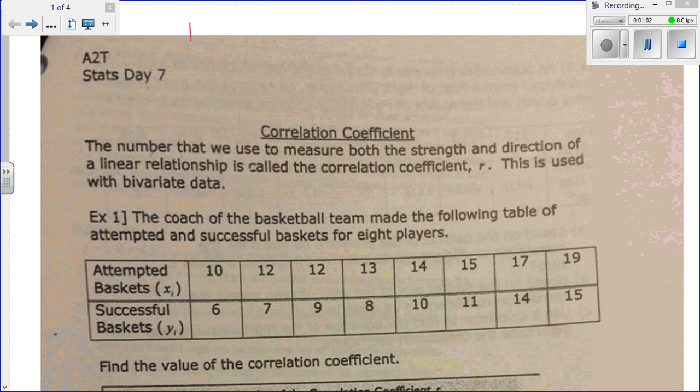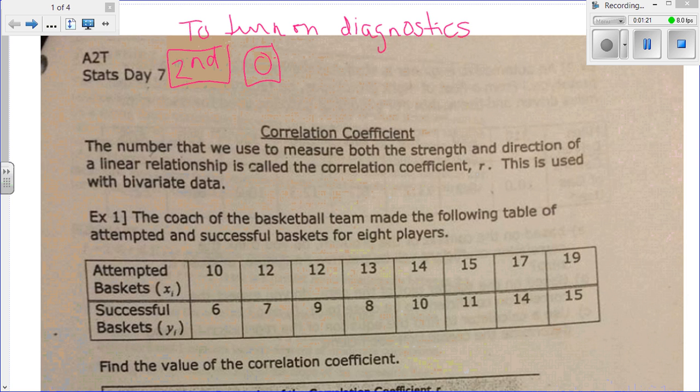So, turn on diagnostics. You have to do second and the 0 button. And then you can see that the alpha button is already highlighted, so you want to hit the X inverse button, which is X to the negative 1. And that brings you to the D's, and then arrow down till you see diagnostics on.